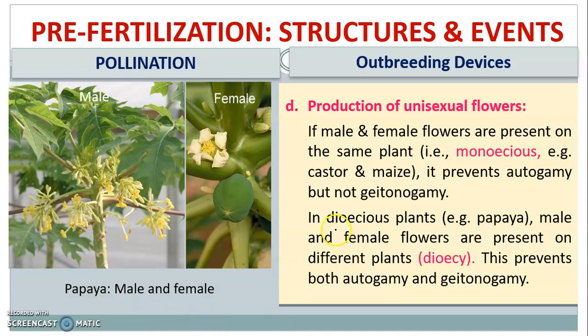But if the plant is dioecious, which means one plant has the male reproductive structure and another plant has the female reproductive structure, meaning one plant has male flowers only and another plant has female flowers only. So in this case, the male and female flowers are present on different plants. This is known as dioecious. These types of plants are known as dioecious plants. This dioecious plant prevents both autogamy and geitonogamy, but it will go for xenogamy, right?